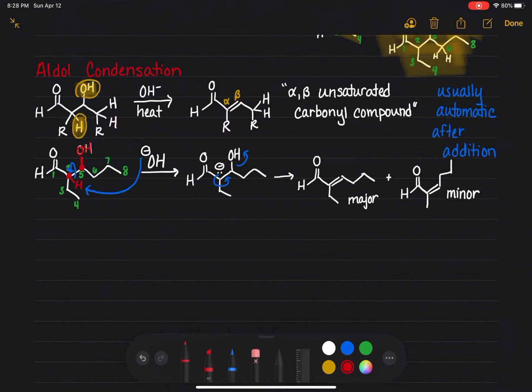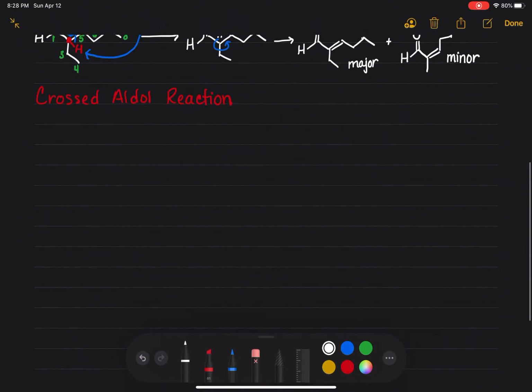So the next cool thing that I'm going to show you is something called the crossed aldol reaction. So far, every single aldol reaction that I've shown you, the addition reactions as well as the condensation reactions, every one of them has been with two identical aldehydes reacting together, but that is not a requirement. You can have aldol reactions between two different aldehydes or ketones, and when we do that, we call it a crossed aldol reaction.